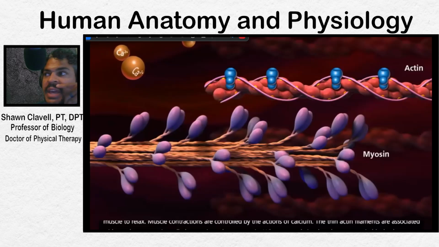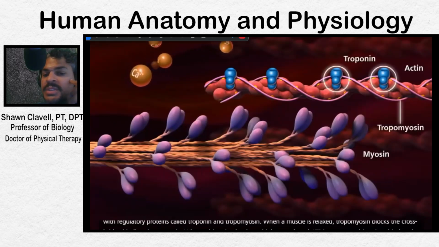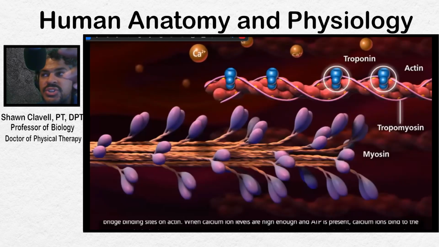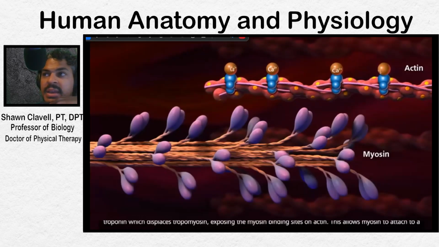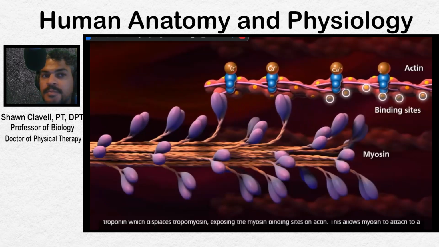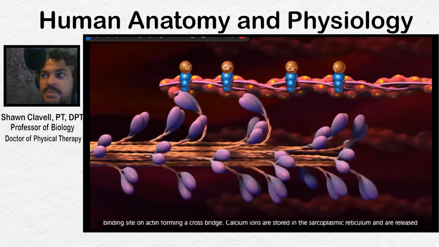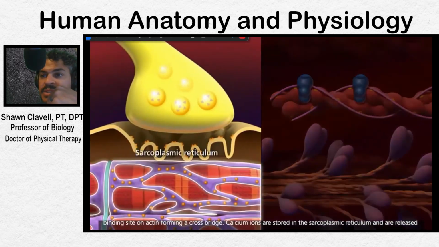Now, here we have the excitation-contraction coupling. Remember, calcium is our coupler. So when calcium comes and binds to the regulatory protein troponin, it's going to change shape, allowing tropomyosin to move away from the binding sites on actin. And so now we can have a cross bridge actually occur. Remember that the power stroke is passive, it doesn't require energy. Energy is used to reposition.